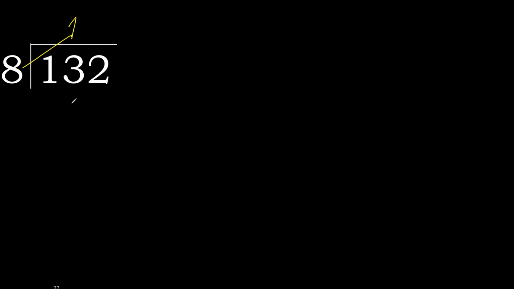Multiply by 1, 8 is not greater. Okay. Subtract. 13 minus 8 is 5. Next, 52. 8 multiply by 7, 56 is greater. Multiply by 6, 48 is not greater. Okay. Subtract. 52 minus 48 is 4.